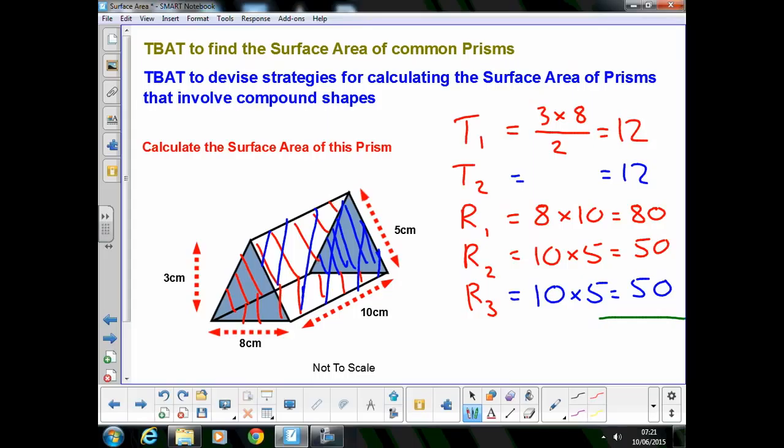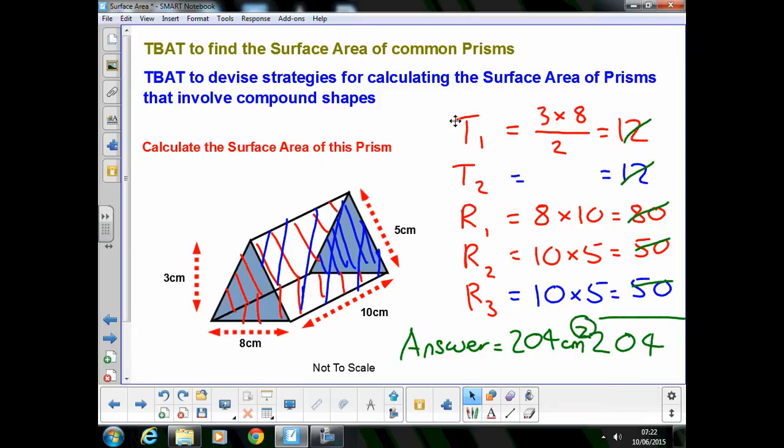Next, I'm going to total up the area of all the faces to make sure I've got the total surface area. 50 and 50 is 100. Add 80 is 180. Add 24 is 204. Remembering to put the units back in, it is 204 centimetres squared.